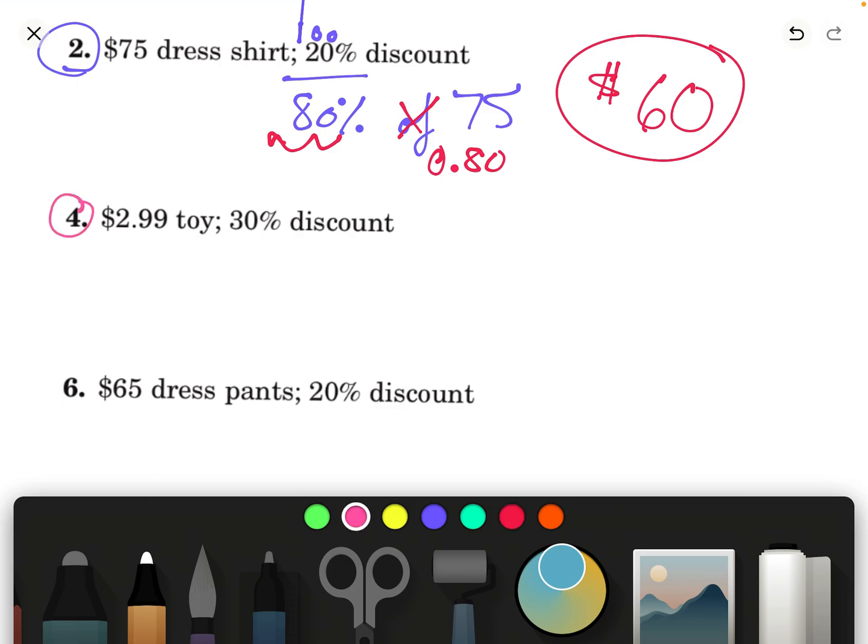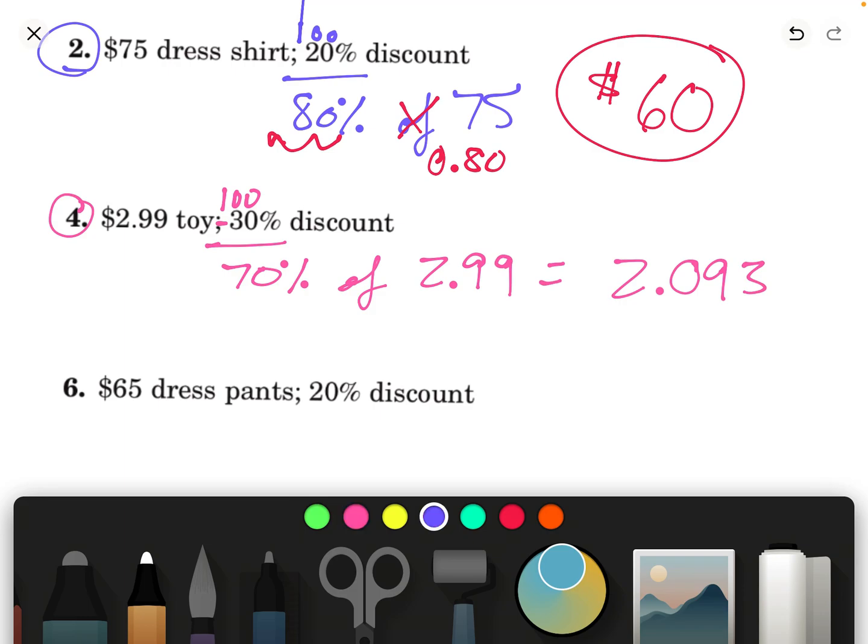Number 4, $2.99 for a toy, but it's got a 30% discount, 30% off. So I know when I take that 30% away, I'm actually going to be paying 70% of the $2.99. So we multiply it. And again, when we're talking money, we always go to the nearest penny, the nearest hundredth. And so it gives us 2.093. Now, again, these are the only two options, because we're rounding to this place value right here, the hundredths place value.